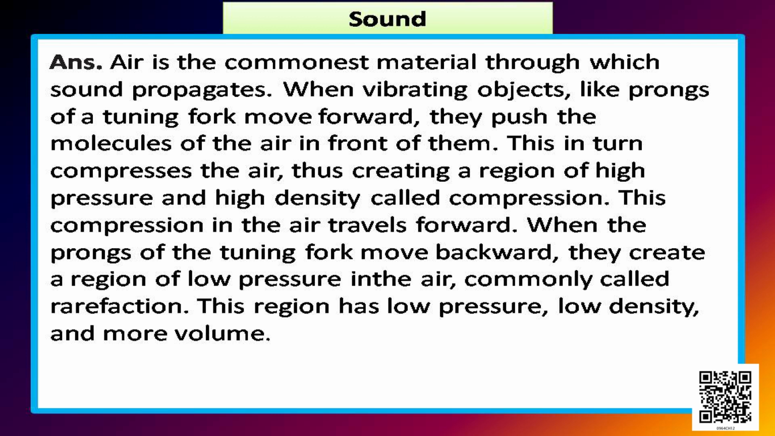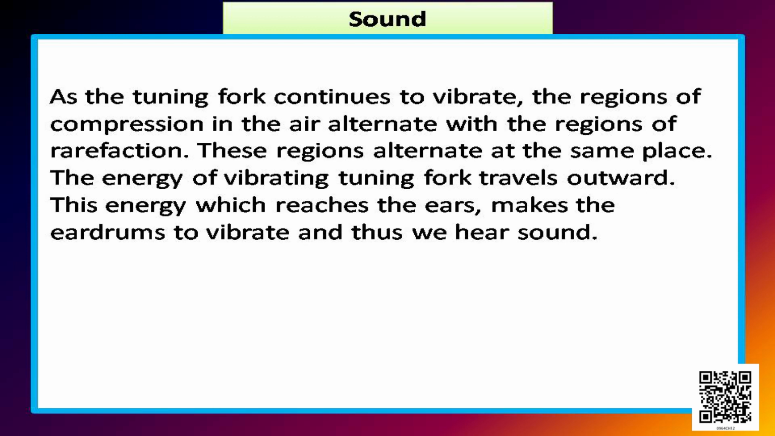This compression in the air travels forward. When the prongs of the tuning fork move backward, they create a region of low pressure in the air, commonly called rarefaction. This region has low pressure, low density and more volume. As the tuning fork continues to vibrate, the regions of compression in the air alternate with the regions of rarefaction. These regions alternate at the same place. The energy of the vibrating tuning fork travels outward. This energy which reaches the ears makes the eardrums vibrate and thus we hear sound. Students, hope you understand the solution for the question.